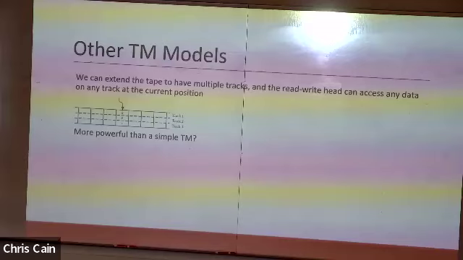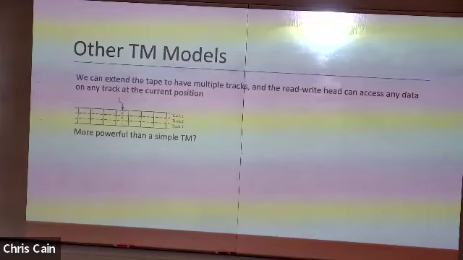Who thinks this is a different class of languages? Who thinks it's the same class of languages? Who has absolutely no idea? Some people who answered for one of the two are answering again. I love that.